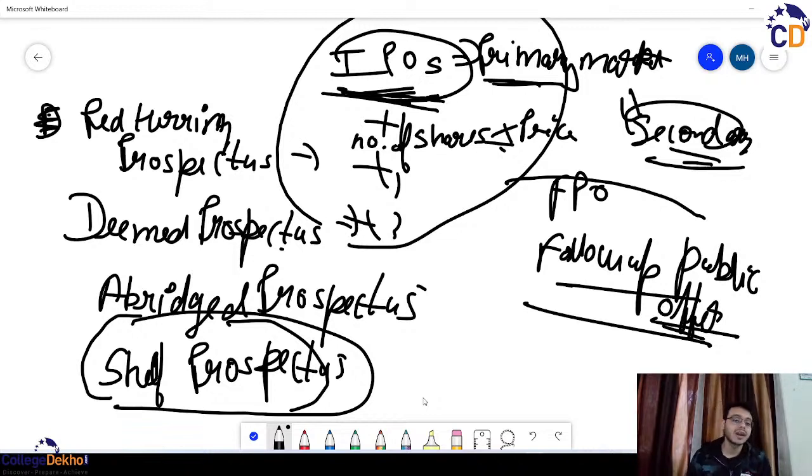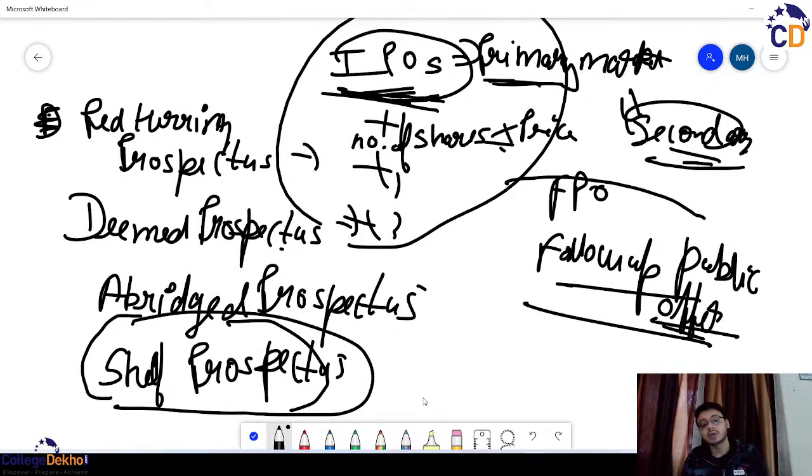So when we talk about the red herring prospectus, it includes everything about the company, each and everything from A to Z, excluding the number of shares offered in the market and the price at which the company is offering these shares. And at a later time, when people get to know the number of shares, the issue price, the offer for sale, and all that, we call it the final prospectus of the company.